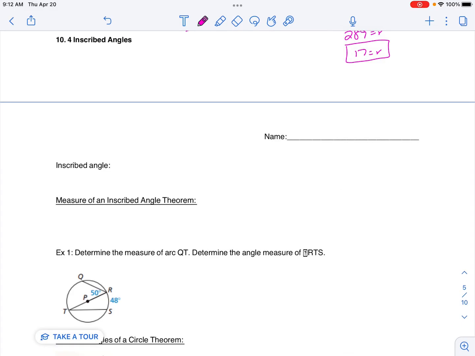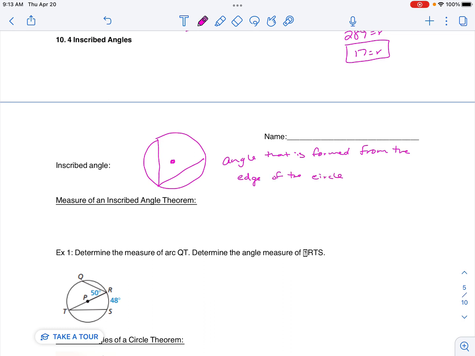10.4, inscribed angles. So there's a little bit of a difference with an inscribed angle versus a central angle. An inscribed angle starts at the edge of the circle. Now the central angle started in the center. So, the measure of an inscribed angle theorem.